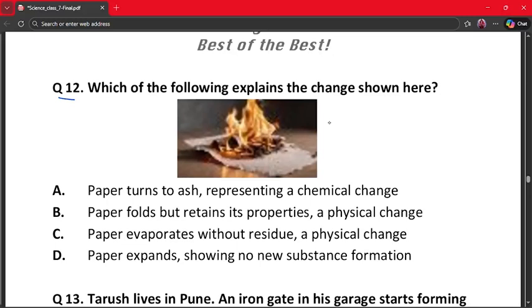Here the correct answer is option A. So when paper burns, ash is formed, a new substance is produced. This change cannot be reversed. That clearly indicates a chemical change. So option A is the correct answer.